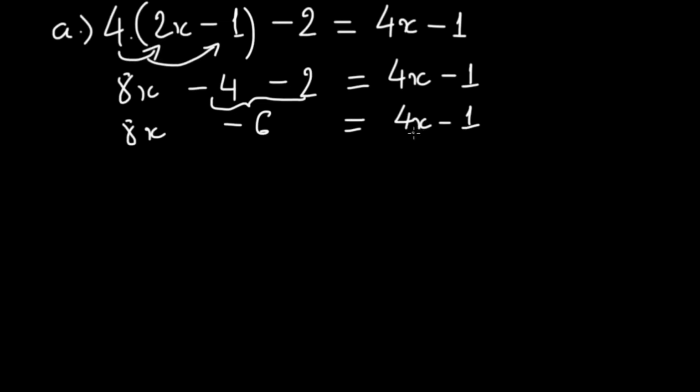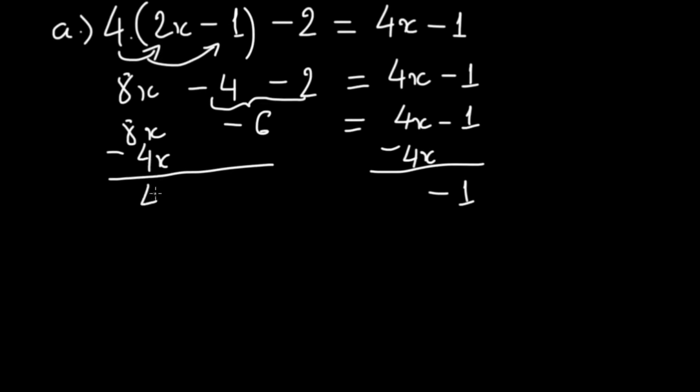We try to isolate the variable x, which means we want to keep all the variable x on one side of the equation, right? So we subtract both sides by 4x. We use the addition property of equation. So the right hand side you can see 4x minus 4x is 0, and then negative 1 you put it down. And the left hand side is 8x minus 4x, so you got 4x minus 6 equal negative 1, right?